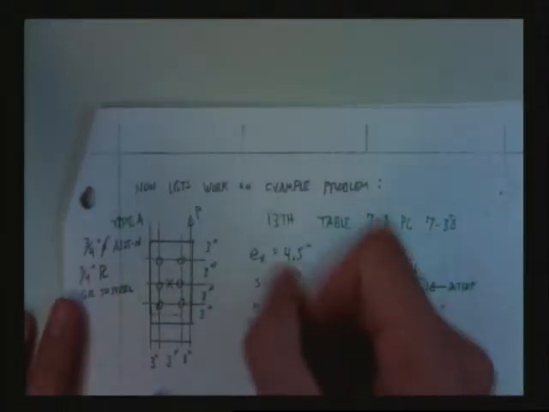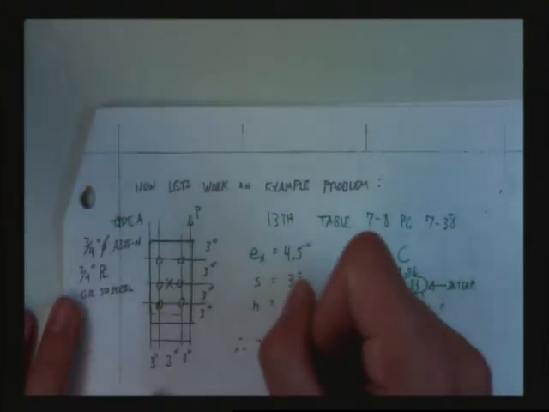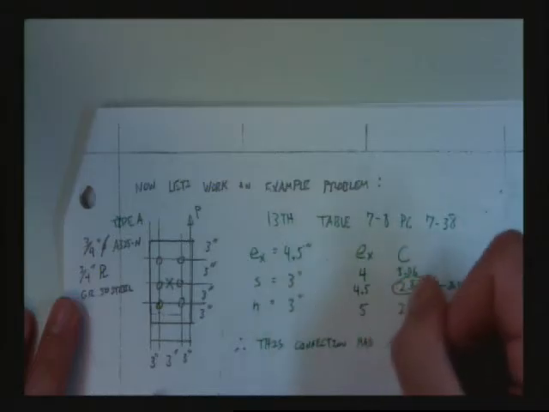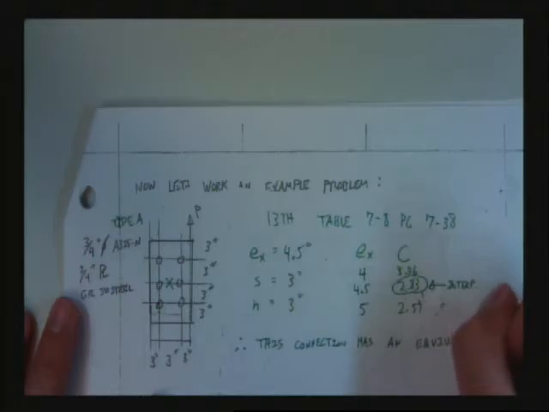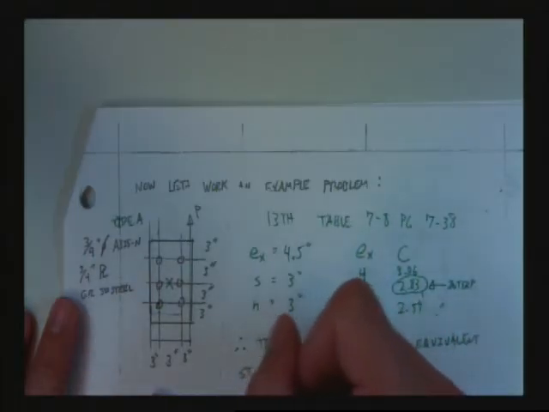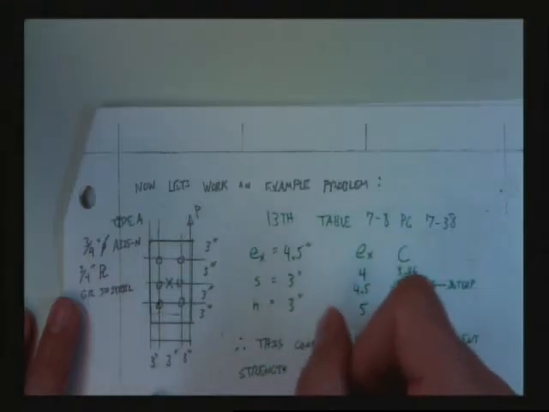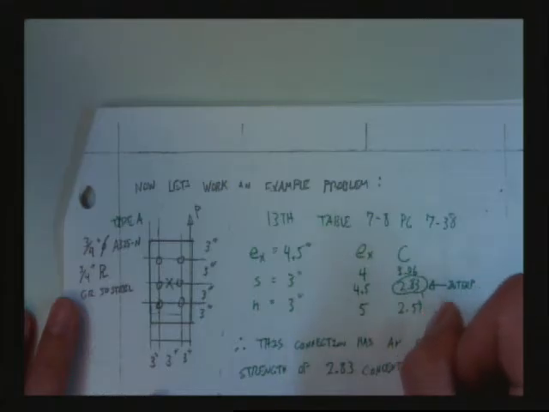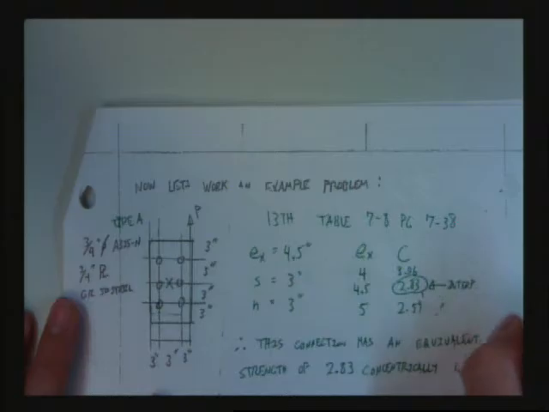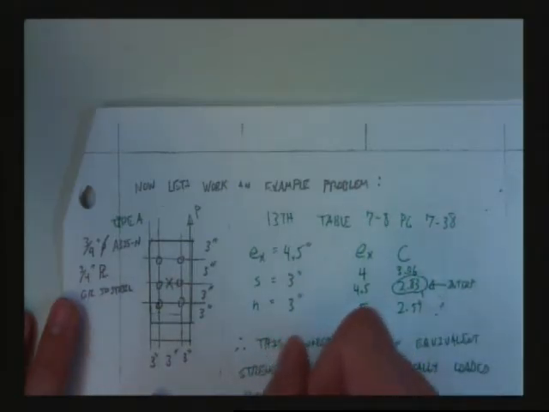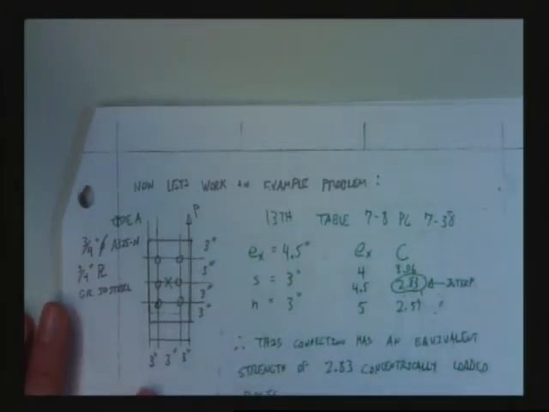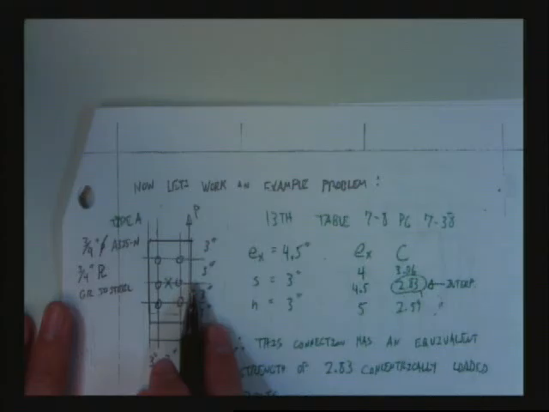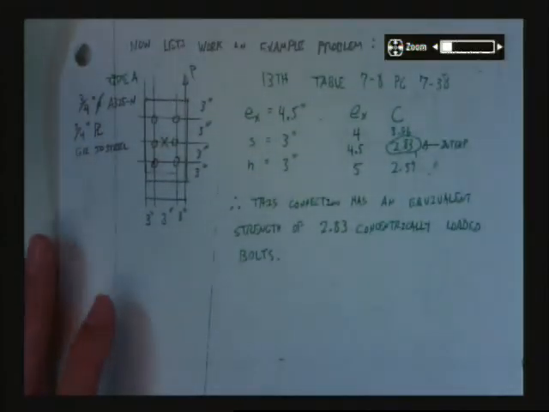Now, this means, therefore, this connection has an equivalent strength of 2.83 concentrically loaded bolts. You say, hey, but there's 6. Yeah, but there's 6 at a pretty decent moment arm. It's equivalent to 2.83 if it's concentrically loaded.